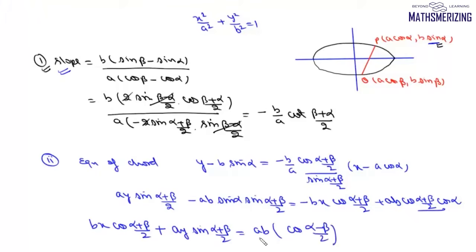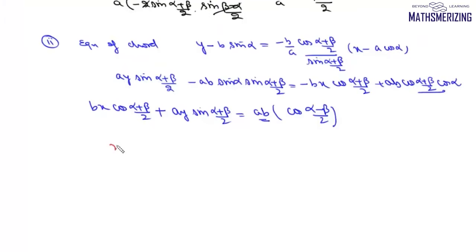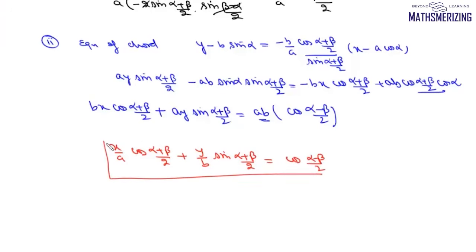Now what we'll also do is we'll divide it with ab. So we'll divide this equation with ab: x upon a cos alpha plus beta upon 2 plus y upon b sin alpha plus beta upon 2 is equal to cos alpha minus beta upon 2, and that is the equation of any general chord of an ellipse.